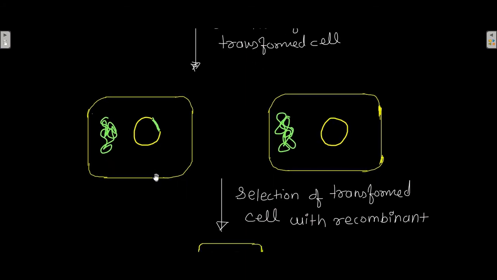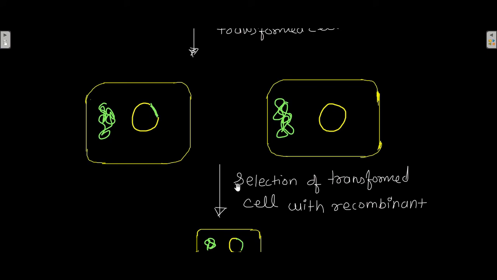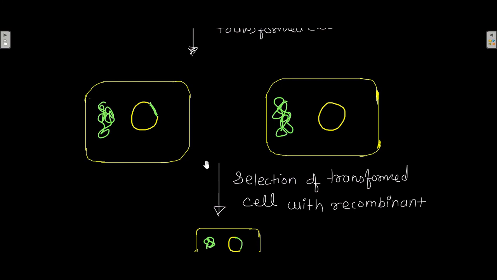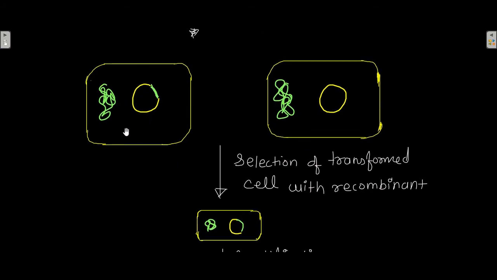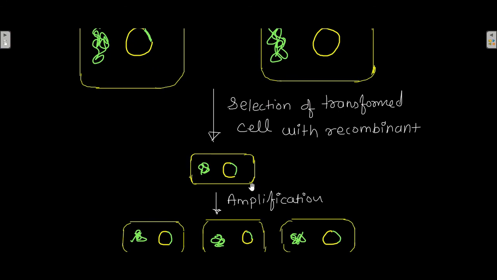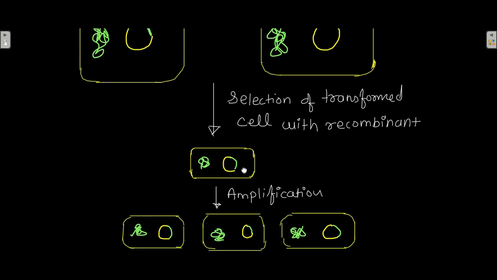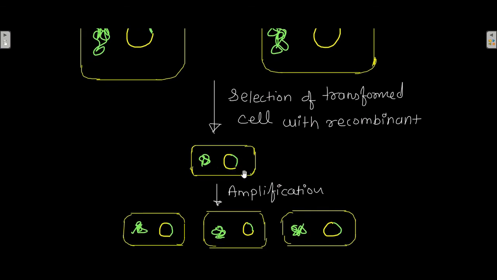So you again do selection of the transformed cell with recombinant DNA by growing these two cells on a medium which only allows the growth of the transformed cells which have recombinant DNA in them. After that you get the cell which has the recombinant DNA, and you amplify that cell, you get many cells, and that is how your target DNA molecule is now amplified. It is cloned into many. So this is how cell-based cloning is done.